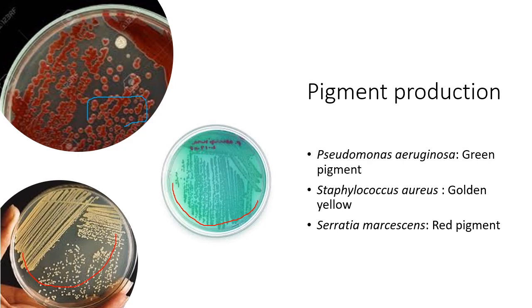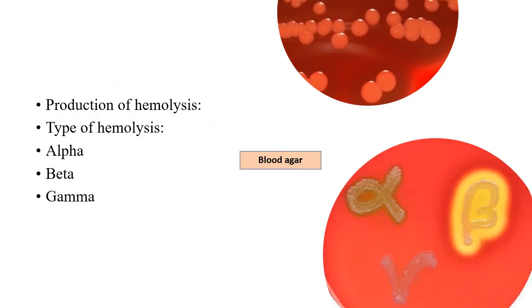So when we are classifying bacteria, we are seeing the size of the colony, we're seeing the shape of the colony, we are seeing the edges, is it entire or is it irregular, we're seeing the pigment, we're looking for beta hemolysis. Now coming to hemolysis, you can see that there are three types of hemolysis.